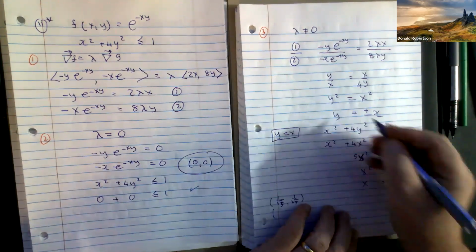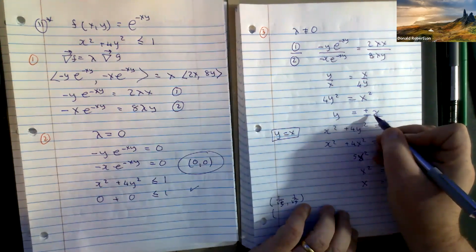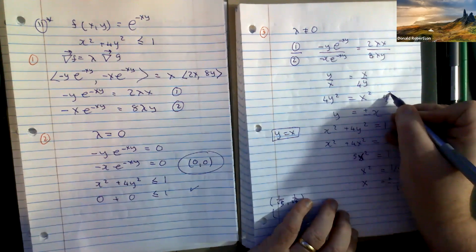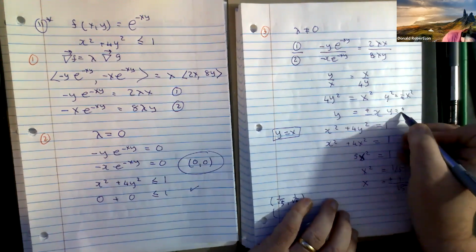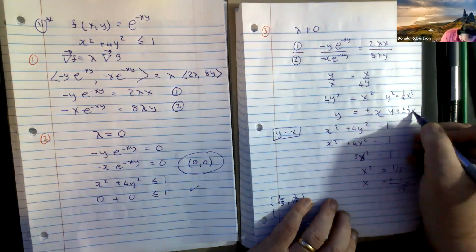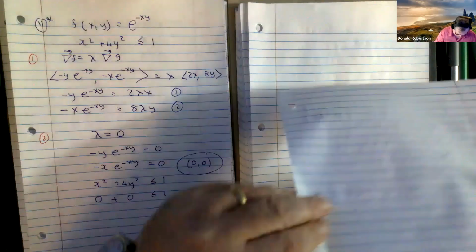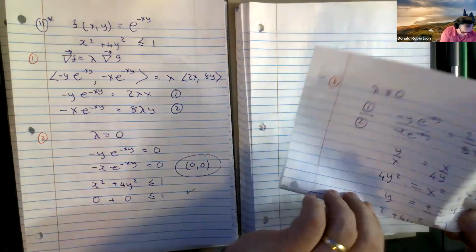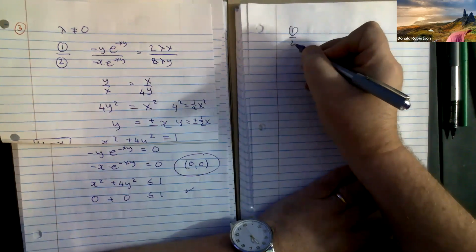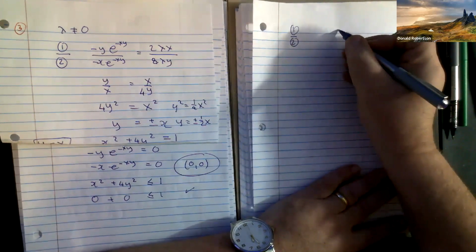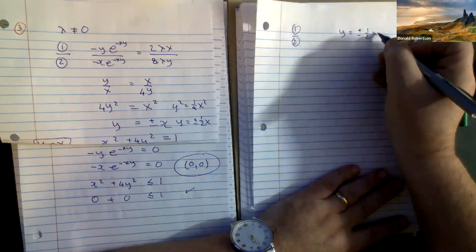It's going to be 4. That's going to get me 4y squared. That's going to get me y squared is a quarter x squared. And that's going to get me y is plus or minus a half x. Okay, I'm going to just forget that bit now because it's using wrong information. So when we did equation 1 by equation 2, we ended up that y is plus or minus 1/2 x.